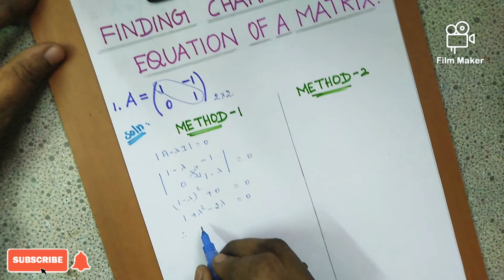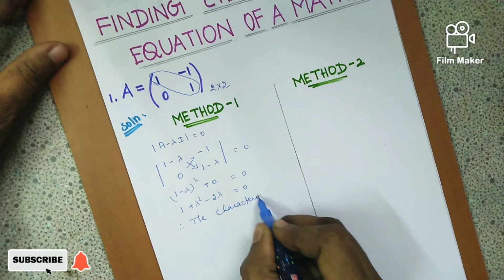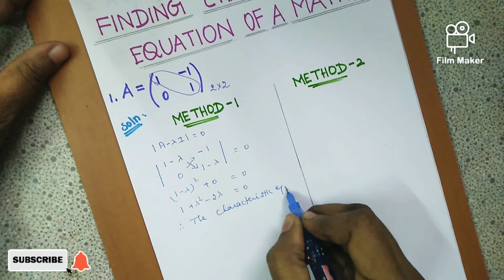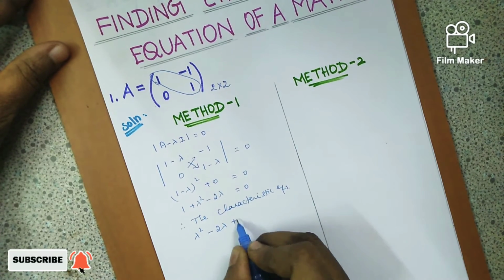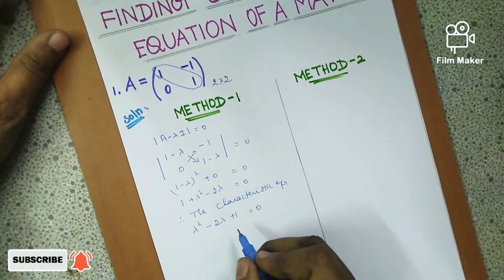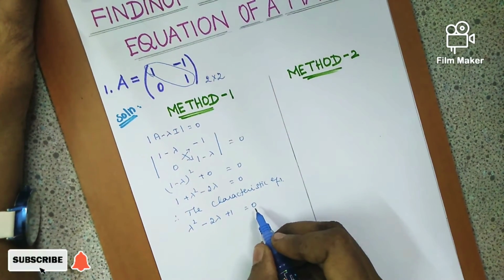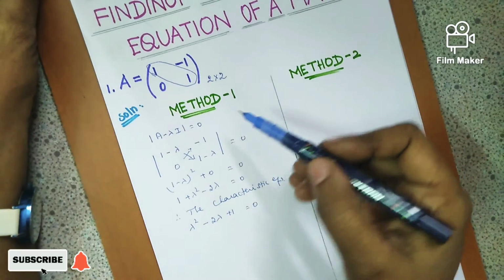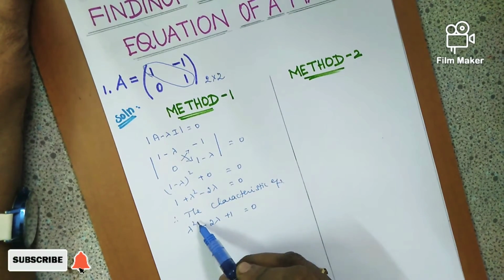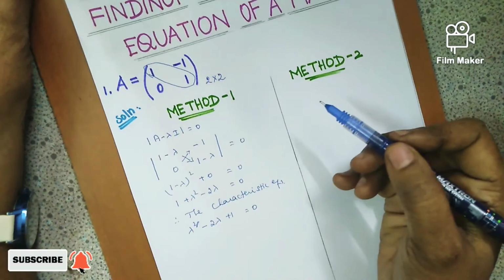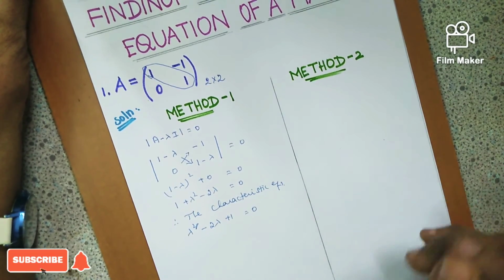Therefore, the characteristic equation, we will arrange it as lambda square minus 2 lambda plus 1 equal to 0. So this is the answer for the given matrix. Lambda square minus 2 lambda plus 1 equal to 0. And moreover, an important thing is, if the given matrix is a 2 by 2 matrix, then obviously the characteristic equation is a quadratic equation. If it is a 3 by 3 matrix, then obviously the characteristic equation is a cubic equation. That we have to keep in our mind.